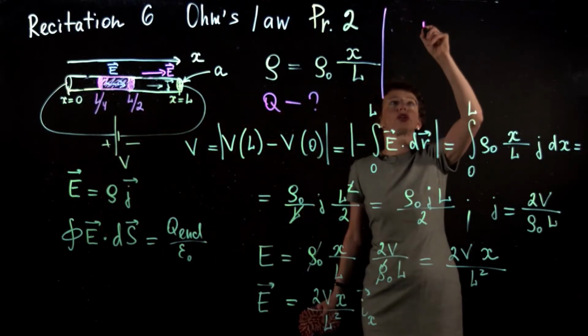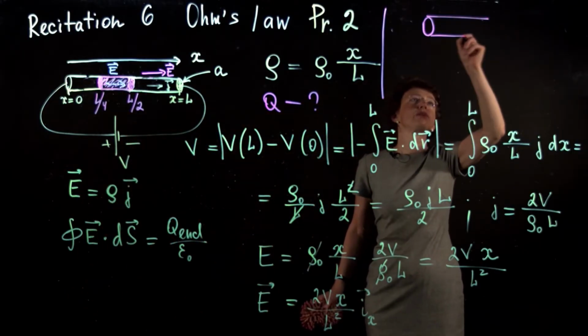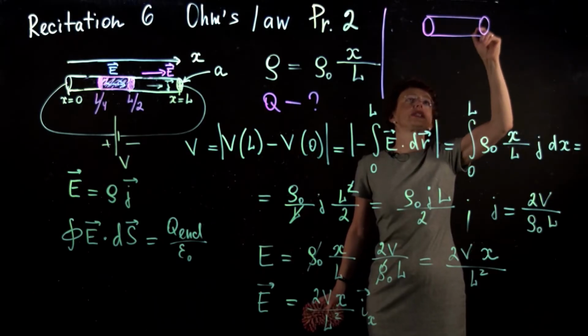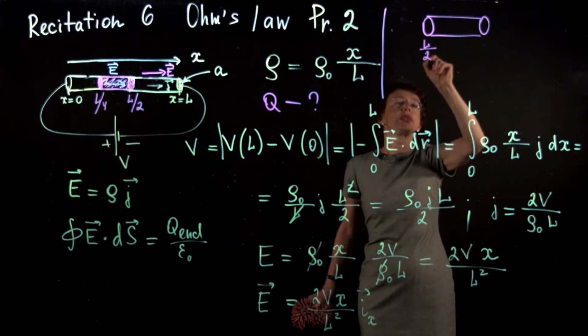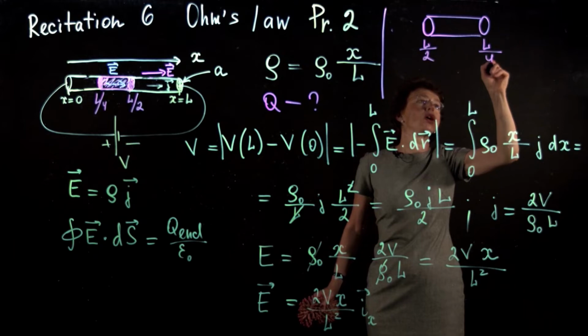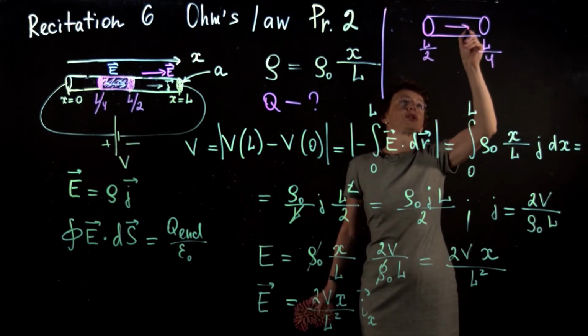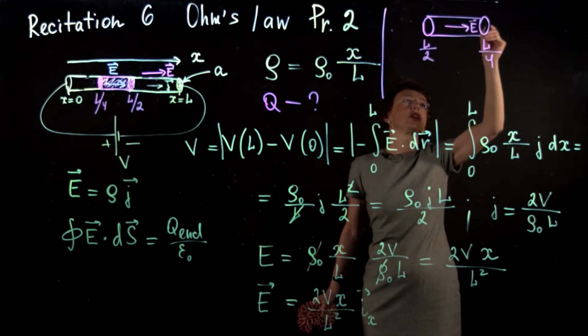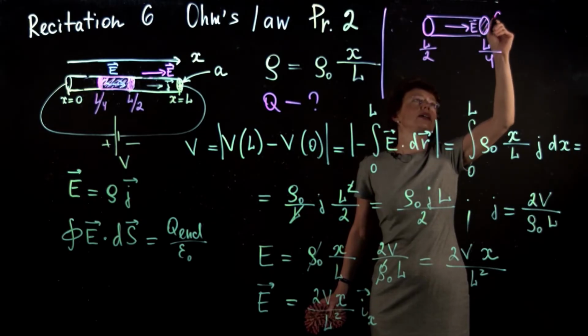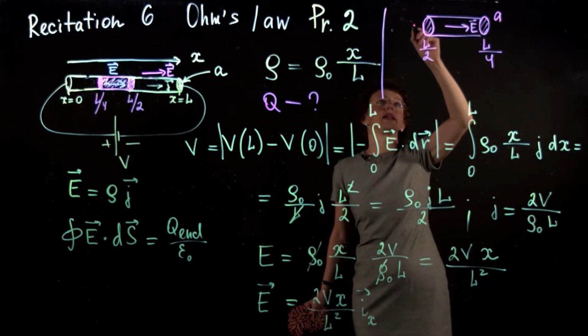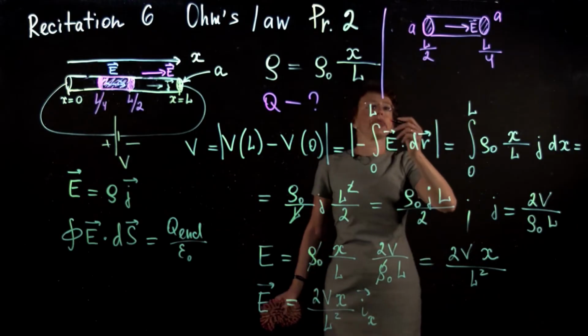So let me redraw it. I have this piece of wire. This is L over 2. This is L over 4. The electric field is in this direction. This area is A. This area is A. And I need to find the total flux.